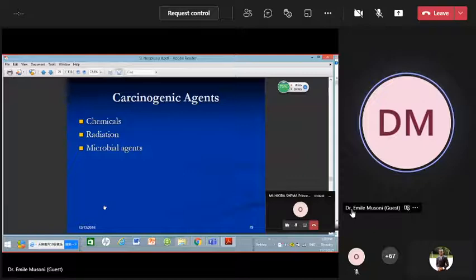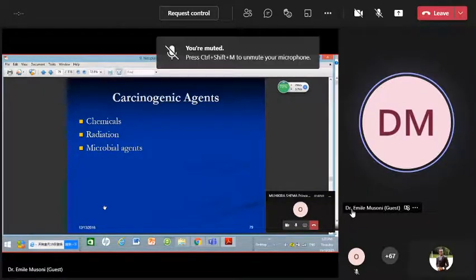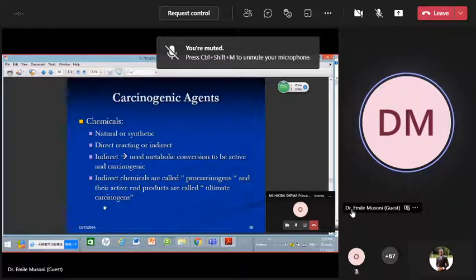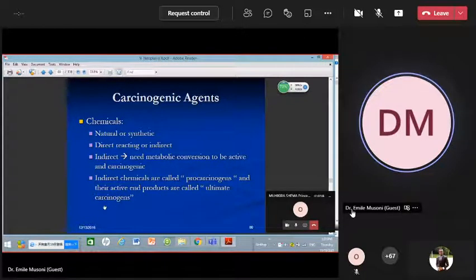Carcinogenic agents: there are three categories, sorry. Can be chemical, radiation, or microbial agent. Let us see the chemical agent. They can be natural or synthetic. Some are direct, others are indirect chemicals. Indirect chemicals need metabolic conversion to be active and carcinogenic. Indirect chemicals are called pro-carcinogens, and the active end products are called ultimate carcinogens.